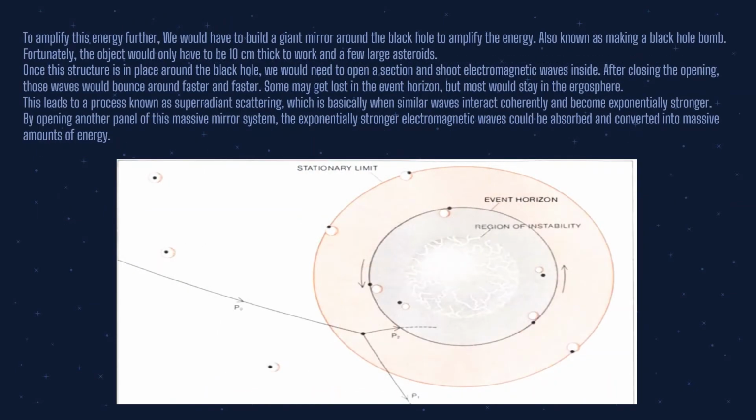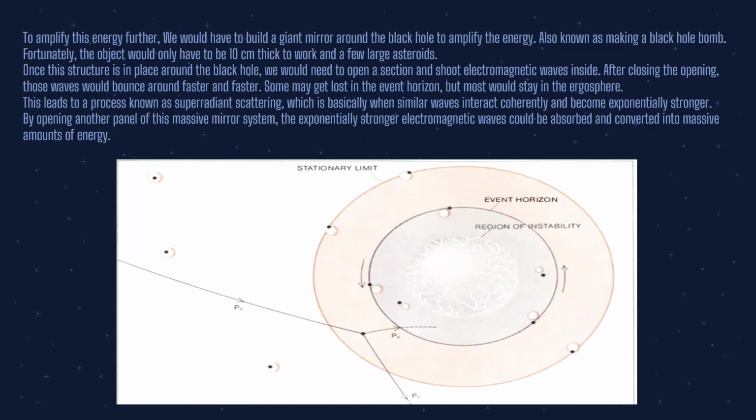To amplify this energy further, we would have to build a giant mirror around the black hole, also known as making a black hole bomb. Fortunately, the object would have to be only 10 cm thick to work, plus a few large asteroids. Once the structure is in place around the black hole, we would need to open a section and shoot electromagnetic waves inside. After closing the opening, those waves will bounce around faster and faster. Some may get lost in the event horizon, but most will stay in the ergosphere.